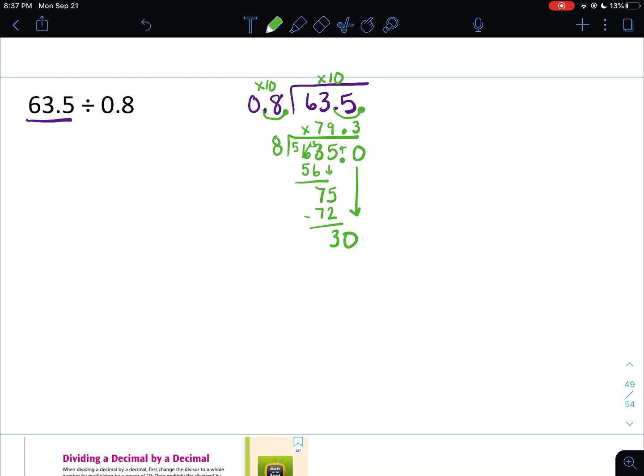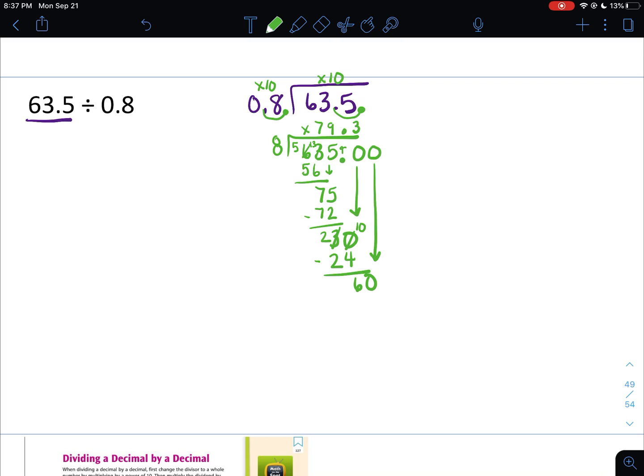So how many times does 8 go into 30? It'll go in 3 times, because 8 times 3 is 24. Subtract. You cannot do 0 minus 4, so you borrow. 10 minus 4 is 6. 2 minus 2 is 0. So still have a remainder. So we're still going to tack on another 0.